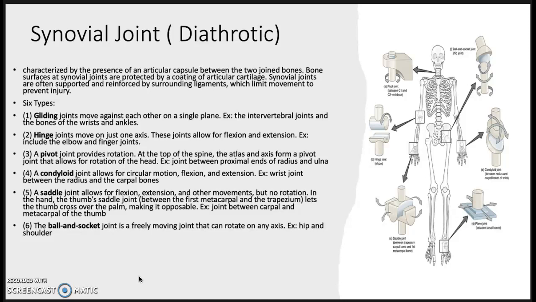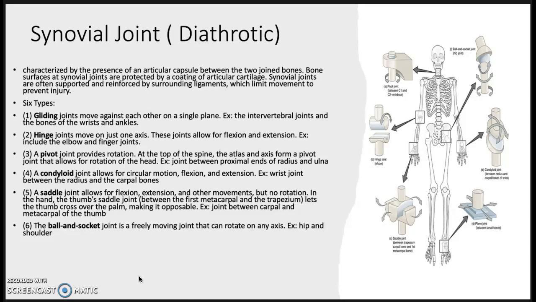The atlas and the axis form a pivot joint that allows for rotation of the head. The joint between the proximal ends of the radius and the ulna would be an example of that one. A condyloid joint allows for circular motion, flexion, and extension. An example would be your wrist joint between the radius and your carpal bones.